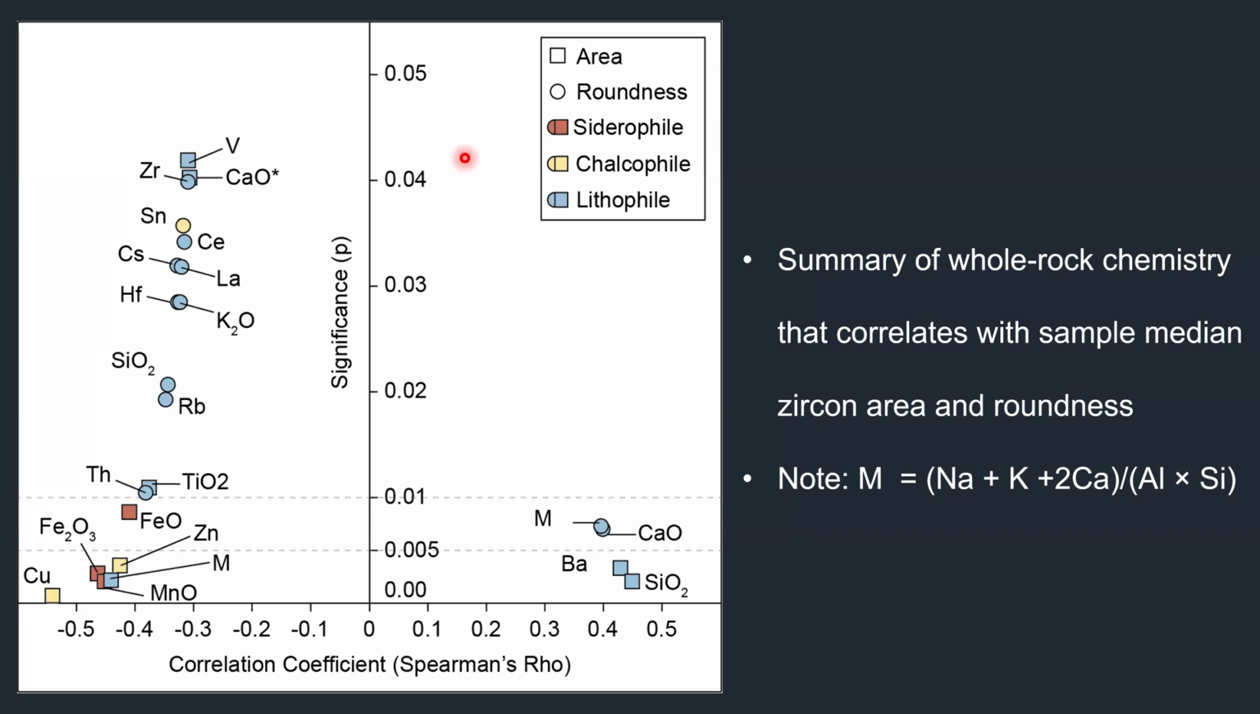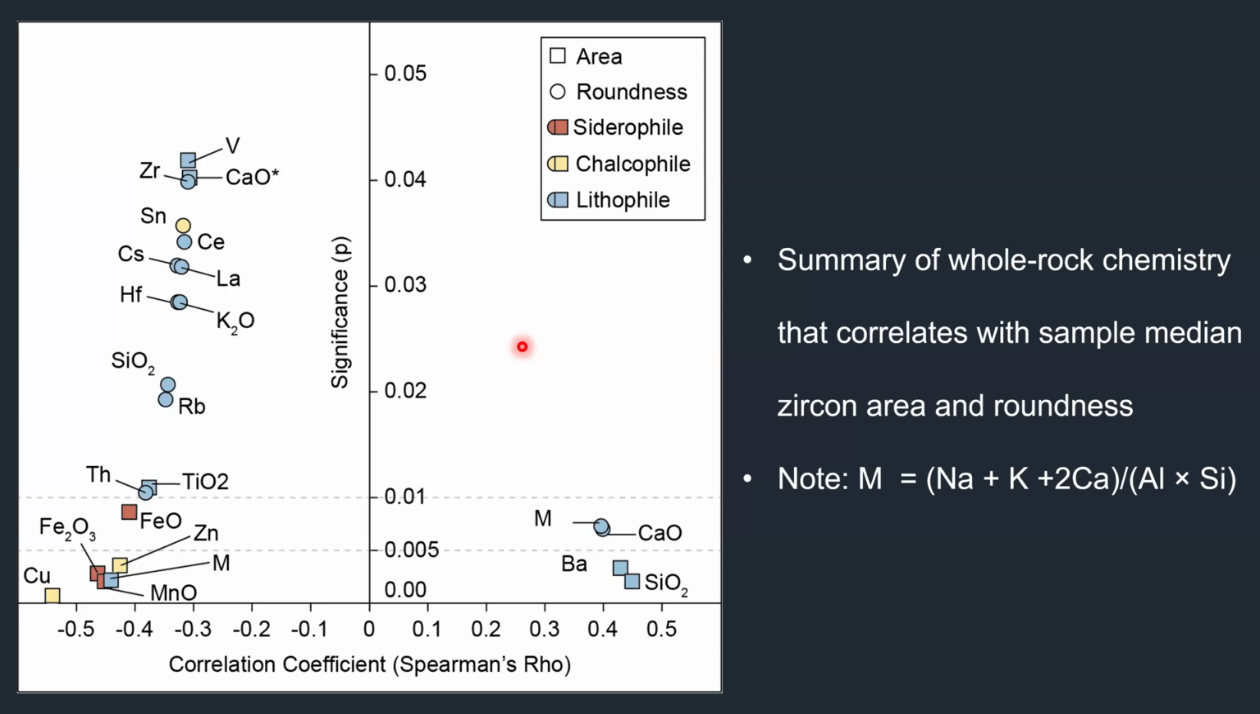Now, unfortunately, I'm not sure if you can see on your screen, and mine it's covered. Ah, there we go. Now you can see. So the area is in squares and the roundness I've illustrated with circles. And I'm having a look at the whole rock parameters that correlate with these measurements.